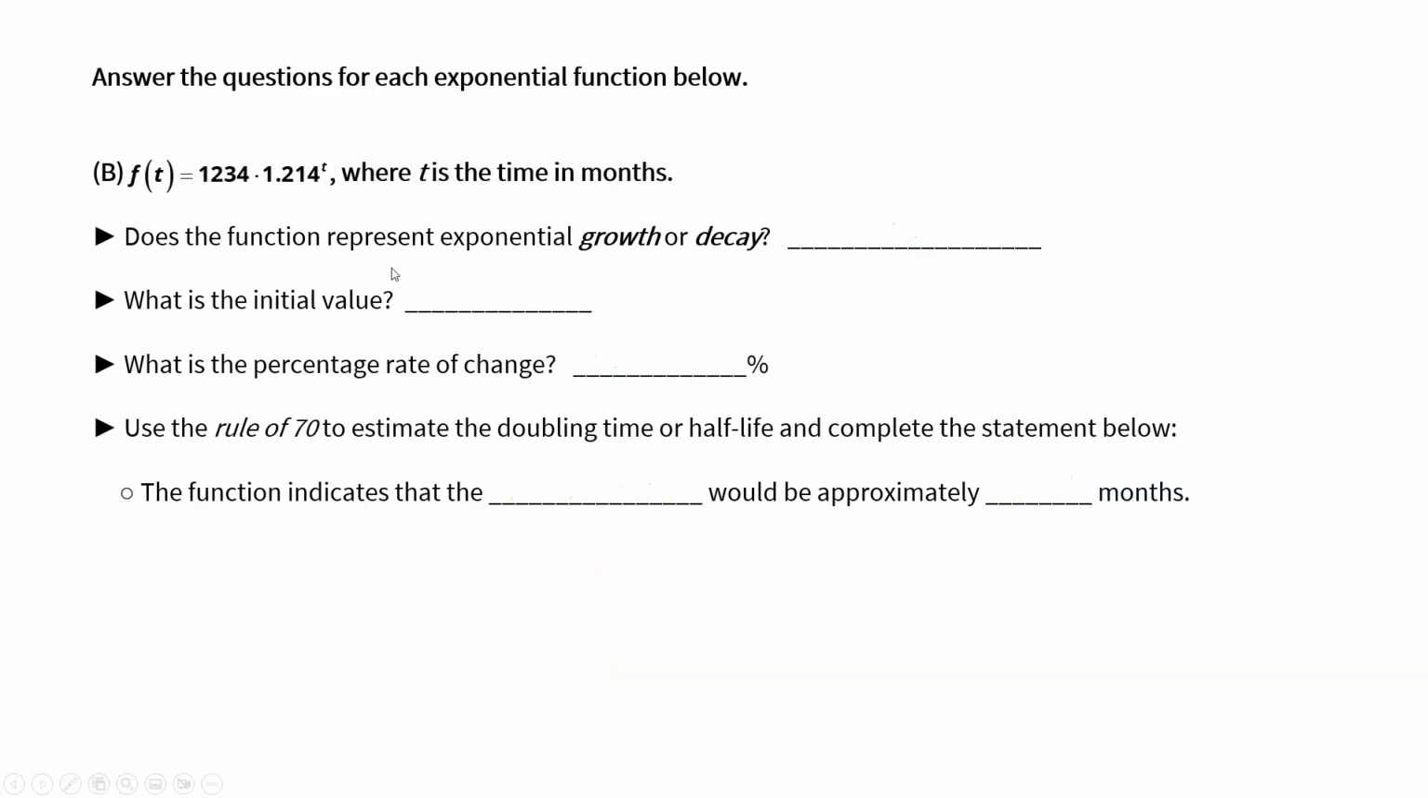This one here, on the other hand, because you see the 1.214 as the common factor, that's over 1, so this indicates it is a growth. The initial value, of course, is this constant being multiplied, so that's going to be 1,234. The percentage rate of change, since this decimal represents 121.4%, the rate of change is 21.4%.